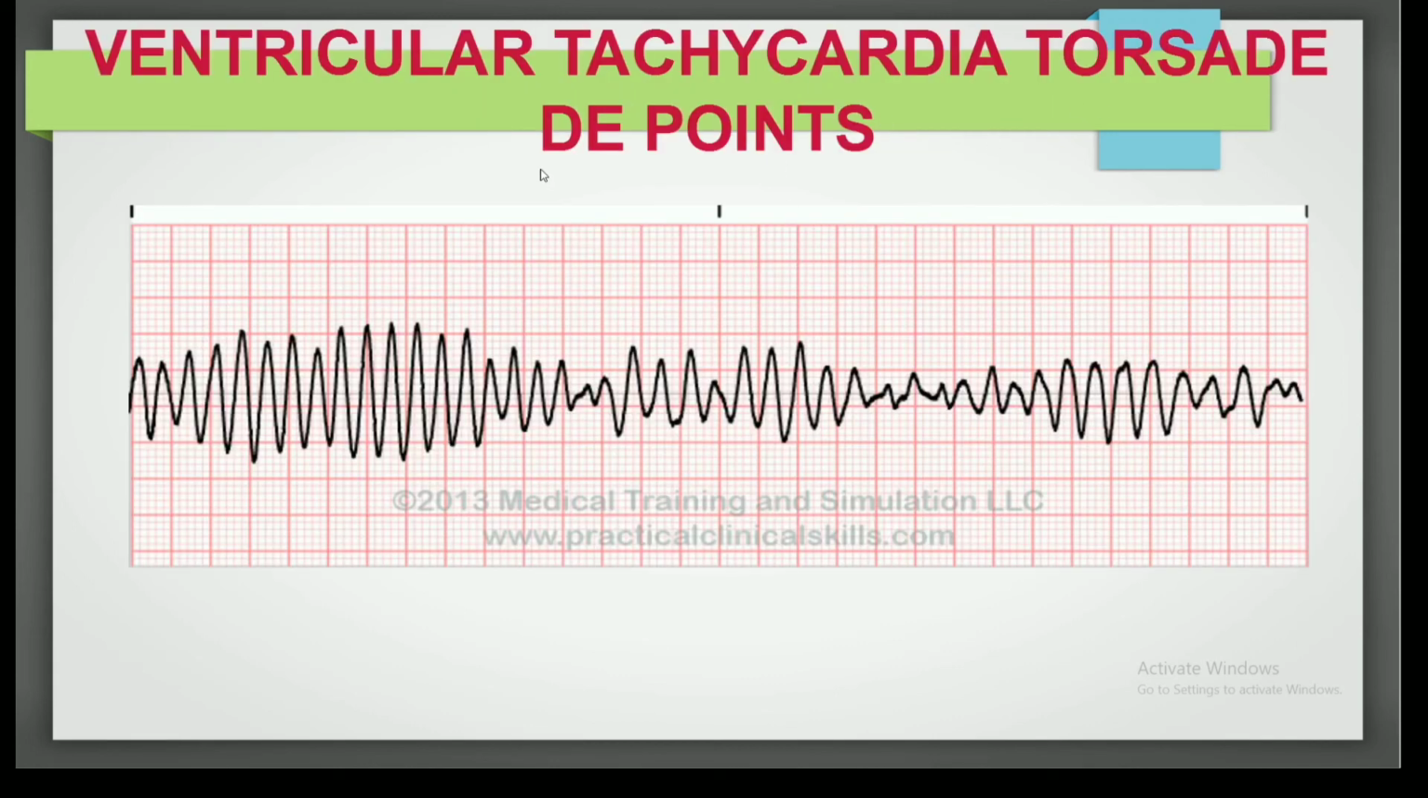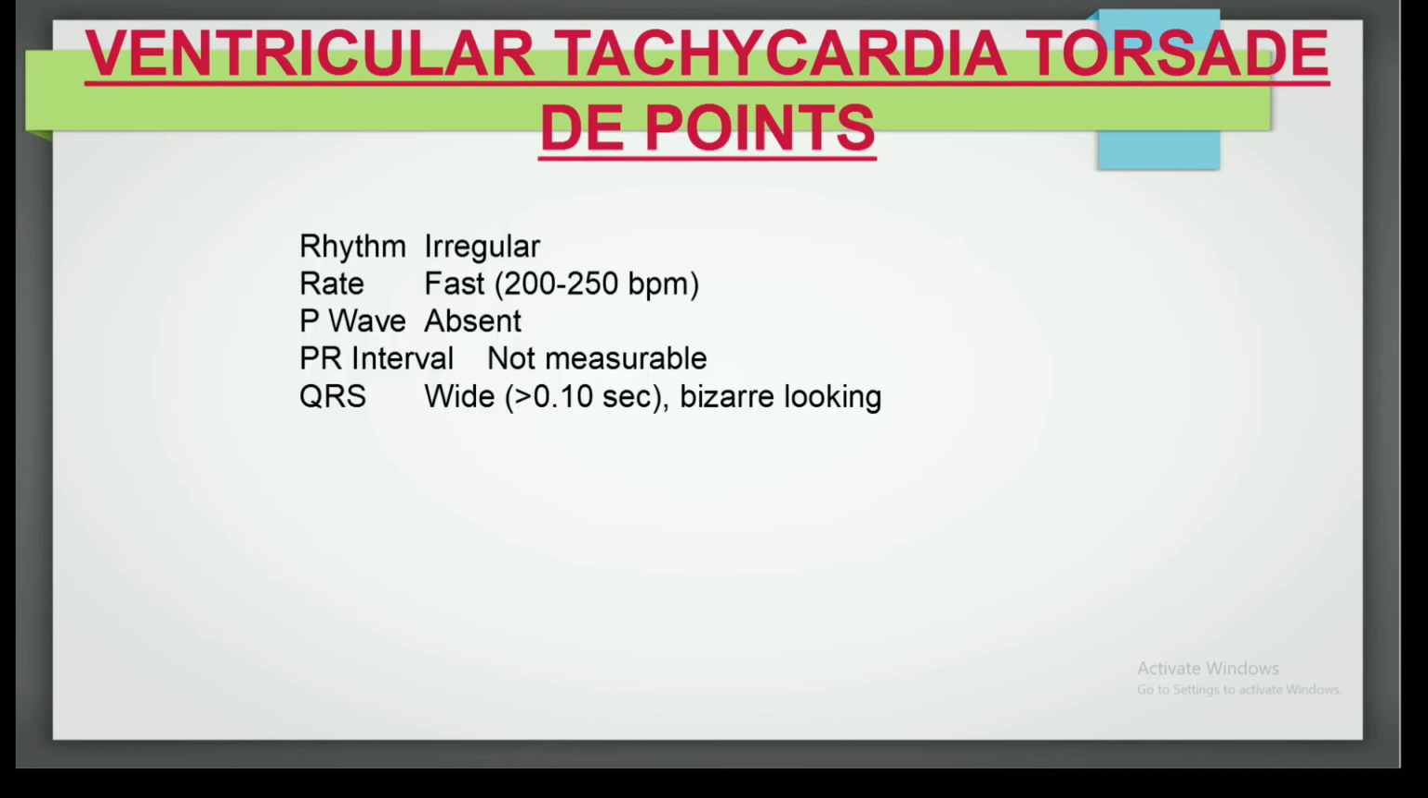This is called ventricular tachycardia, torsades de pointes. In the ventricular tachycardia we have previously seen that the AV node cannot give electrical impulses properly. Rather than the AV node, another ectopic focus originates these electrical impulses in a rhythmic way, so that the ventricle cannot beat properly. This is the torsades de pointes. The rhythm is irregular, the rate is fast.